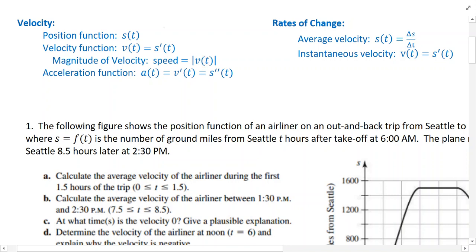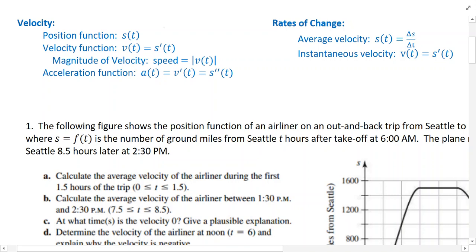And then the last velocity type function we have is acceleration. Acceleration is the derivative of velocity, and therefore it would be the second derivative of the position function that we started with. And all of these are functions with respect to time. Now, once we understand our velocity functions, we want to talk about these rates of change.